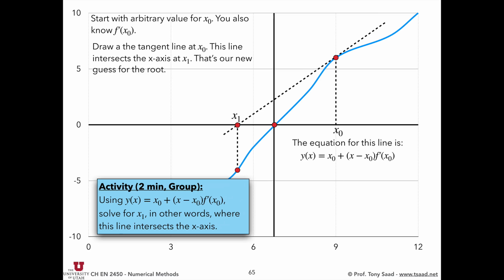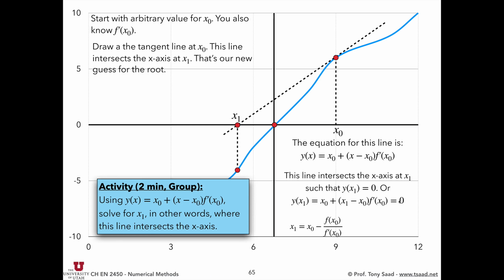Okay. So x1 is the point where this straight line intersects the x-axis. In other words, where that line is equal to 0. So all we have to do is say y at x1 equal to 0. And therefore, we get x0 plus x1 minus x0, we're just simply substituting x1 over here, times f prime of x0 equals 0, and then we solve for x1, and that gives us Newton's method.